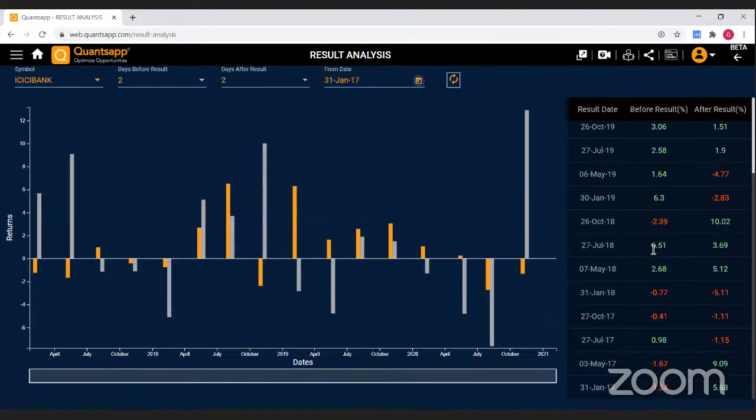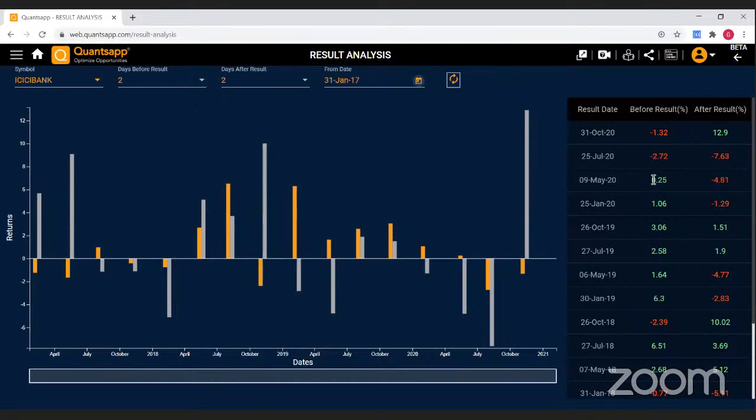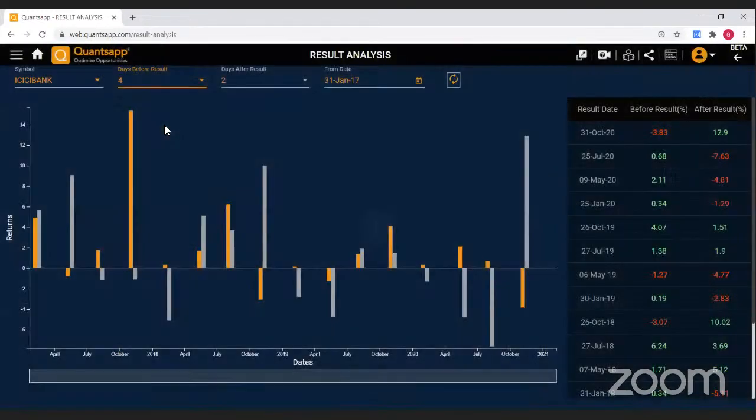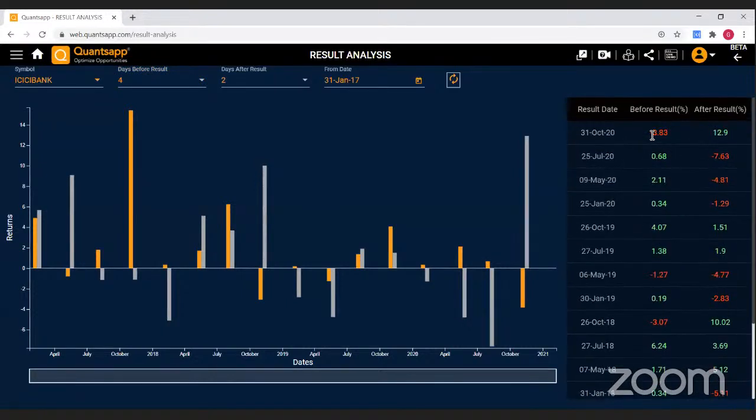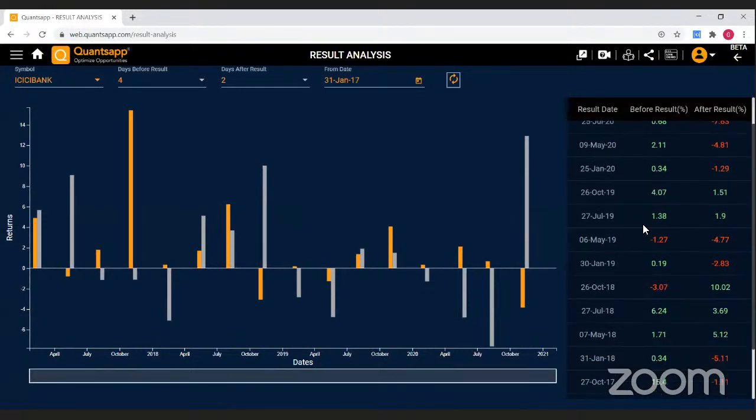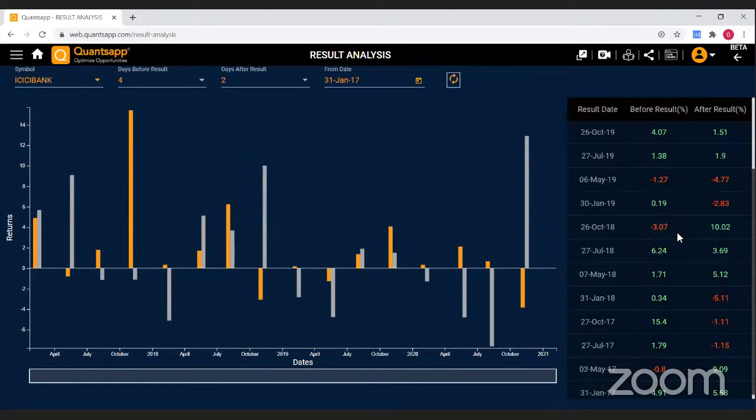But more than that, even though the stock is on the negative side, the quantum of negativity is not that much. Even in the recent times of October and July, it has performed decently in the last 3 years before the announcement of the result. Now suppose I want to increase it and look 4 days before the result, to see how the stock behaved. So even 4 days before the announcement of the result, historically, the stock has performed in a good way. The quantum is 15%, 5%, 6%, and the negative quantum is in the last time, almost 4%, which is not that much, and one in October 2018. So I can say that before the announcement of the result, this particular symbol has moved in a good way.